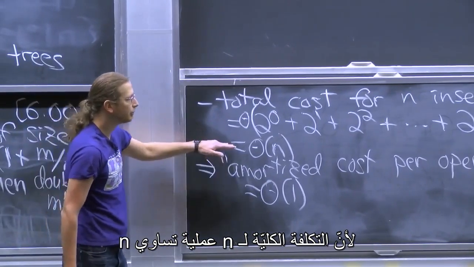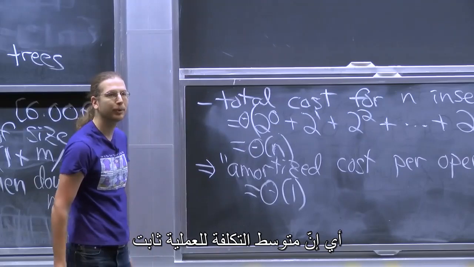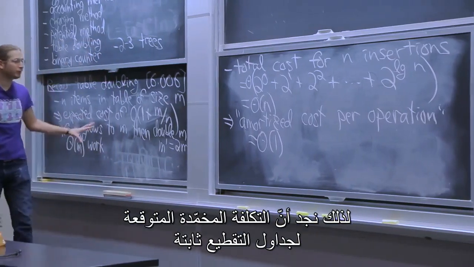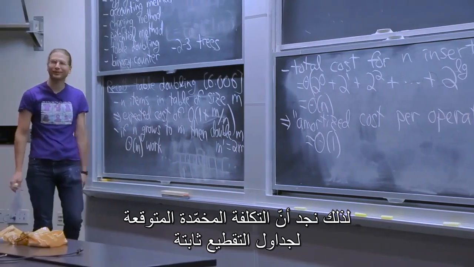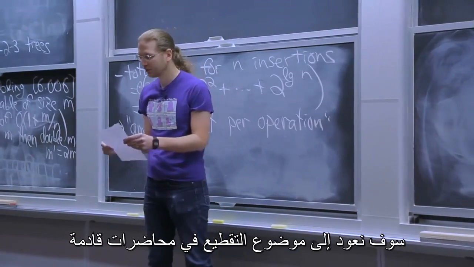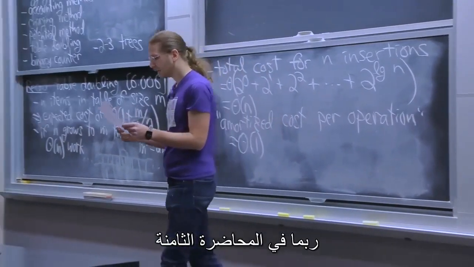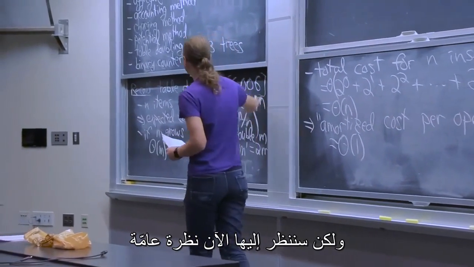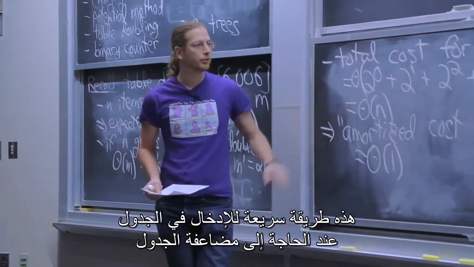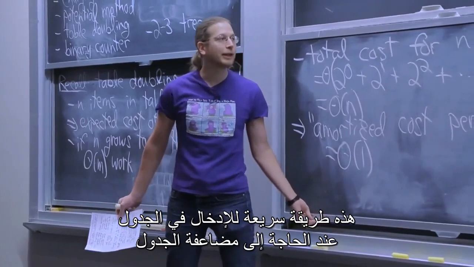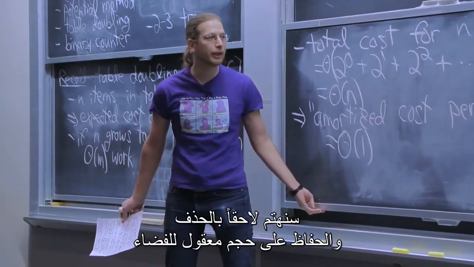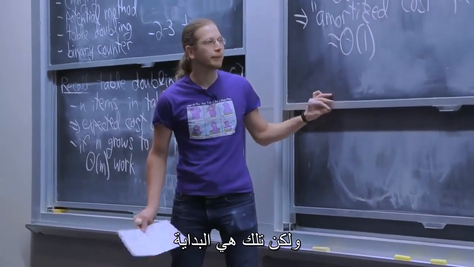We did n operations, total cost was n, so on average per operation, that was only constant. So this is the sense in which hash tables are constant expected amortized. And we'll get back to hashing in a future lecture, probably lecture 8. But for now, we're just going to think about this as a general thing where you need table doubling. Then this gives you a fast way to insert into a table. Later, we'll think about deleting from a table and keeping the space not too big. But that's a starting point.